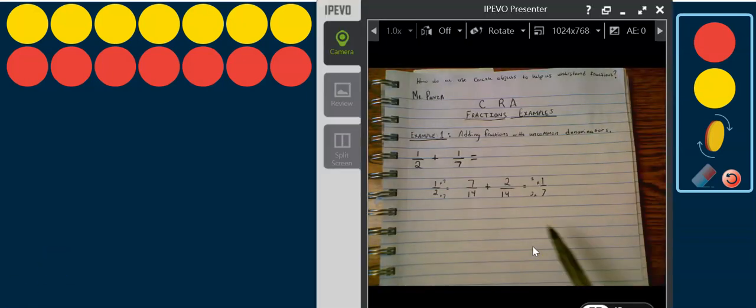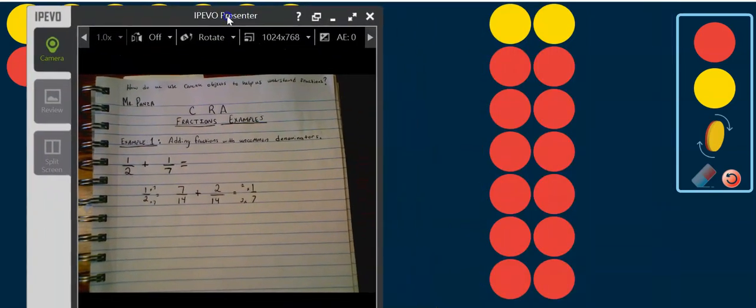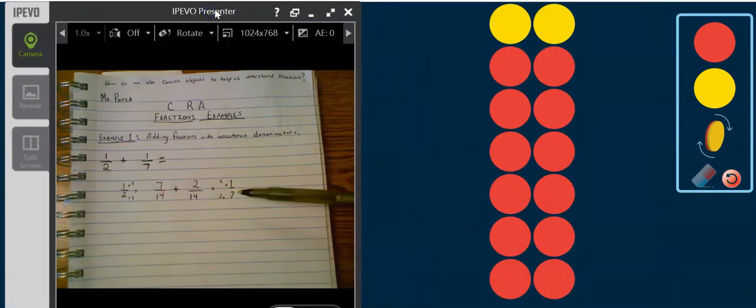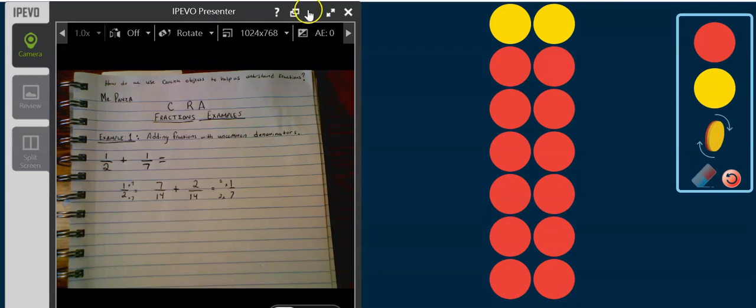On my original problem, I showed what I did concretely by multiplying my numerator and denominator by 7, which gives me 7/14, which you can see over here, 7/14. And in my other piece, I multiplied my original numerator and denominator by 2, which gave me 2/14. A common denominator of 14 means I can now add these together.